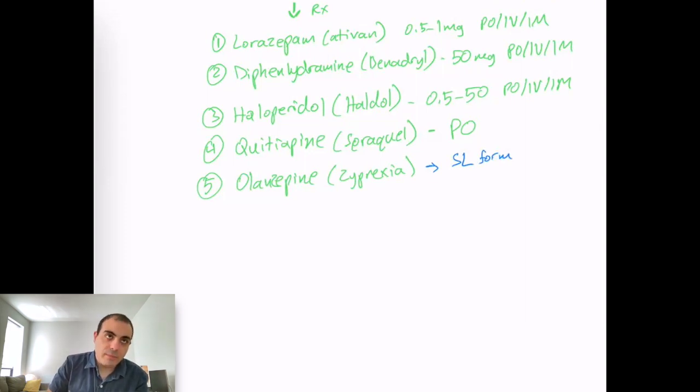So you've got the benzo, you've got the antihistamine, and then you've got the antipsychotics, right? So benzo, H1 blocker, and then antipsychotics.